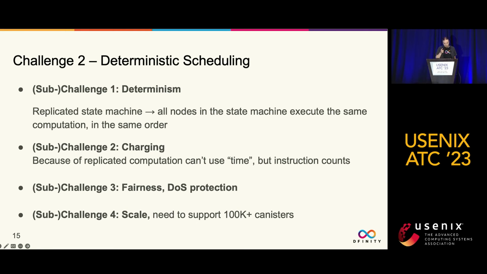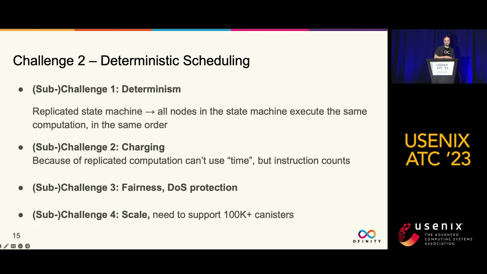Now let me go to the second challenge I want to talk about, which is quite interesting: deterministic scheduling. Just because we have a replicated state machine with many machines running the same thing, it really needs to be the same thing. So the same computation in the same order, and it has to have the same result. So that's one of the challenges this scheduling had to overcome.